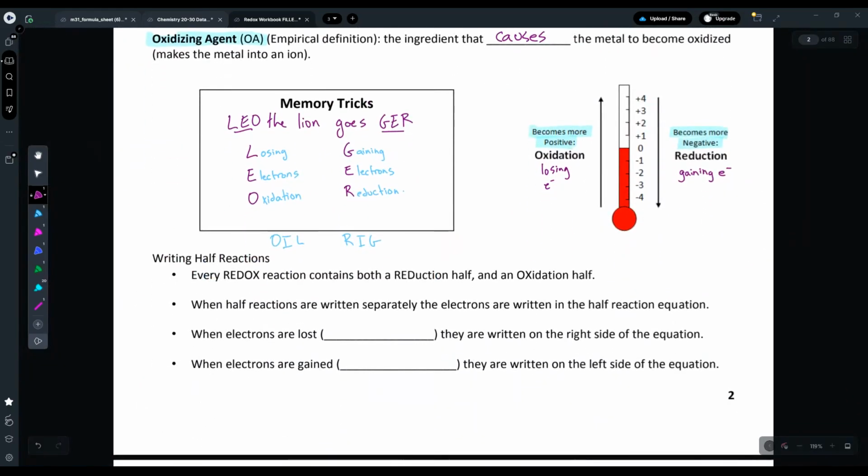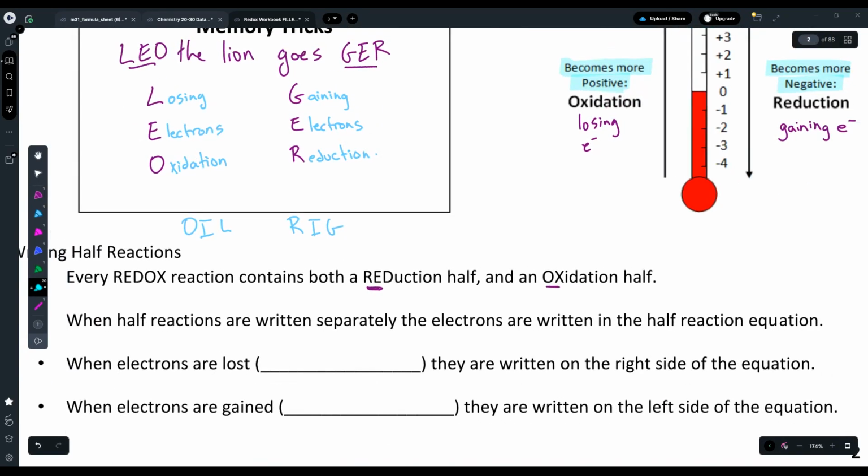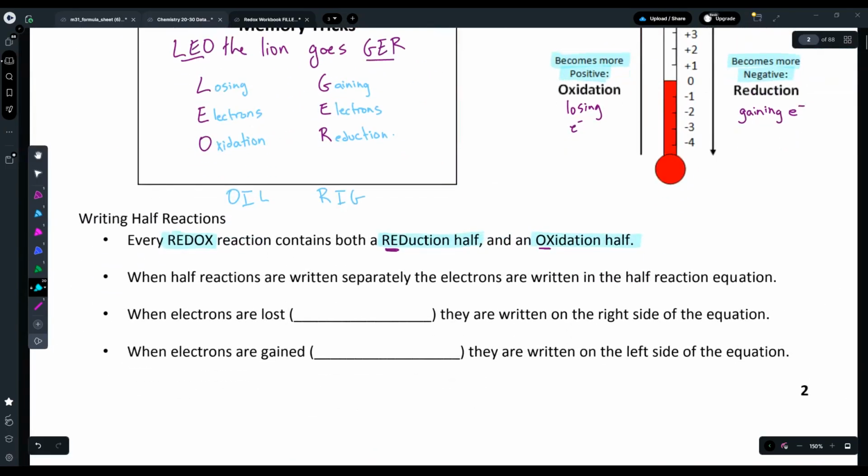For writing half reactions, you've got to remember that every redox reaction is going to contain both a reduction half and an oxidation half. So the combination of reduction and oxidation, the first couple of letters from both words, that's where we get the word redox. So every redox reaction has a reduction half and an oxidation half.